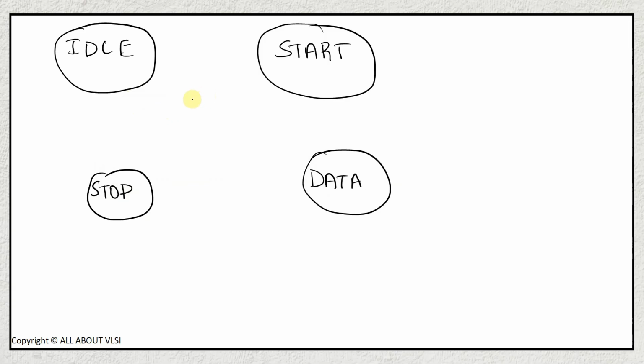From the idle state to the start state we will go when our write enable signal is equal to 1. And if our clock enable is equal to 1, then we will go from the start state to the data state. Whenever we get this clock enable signal from the baud rate generator equal to 1, we go from the start state to the data state.